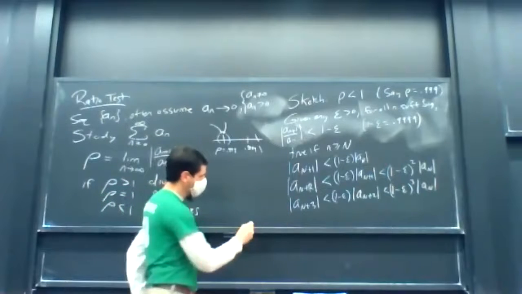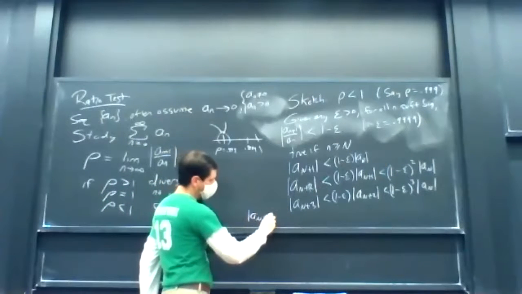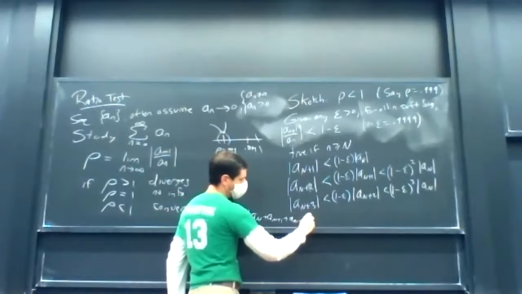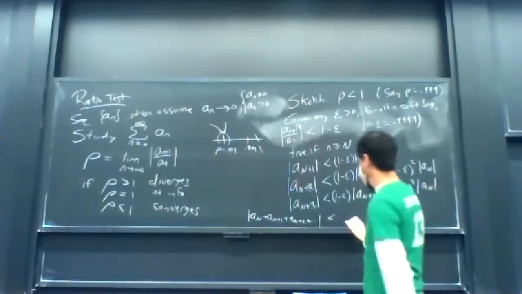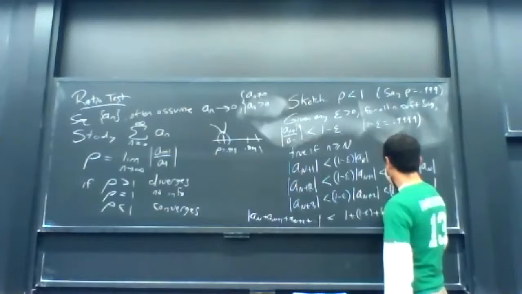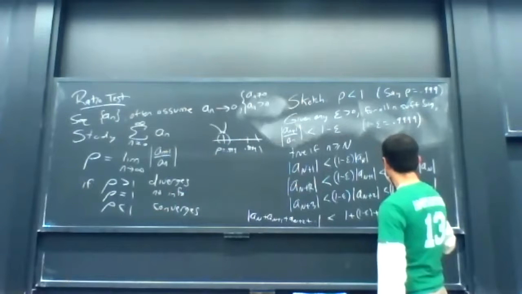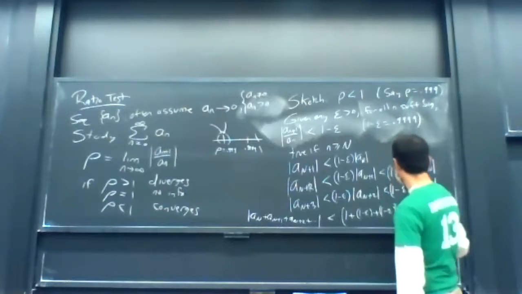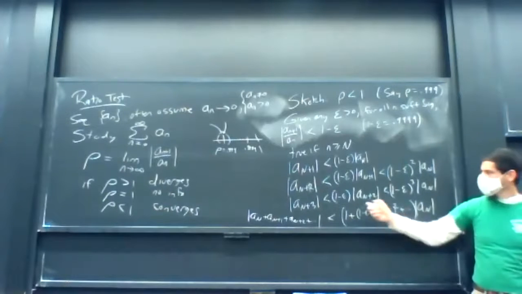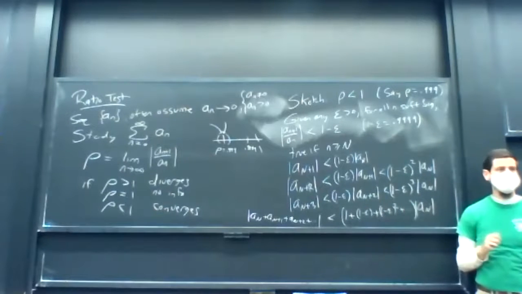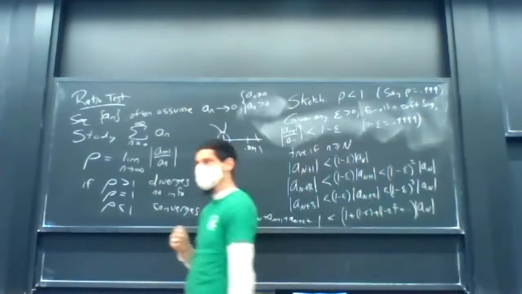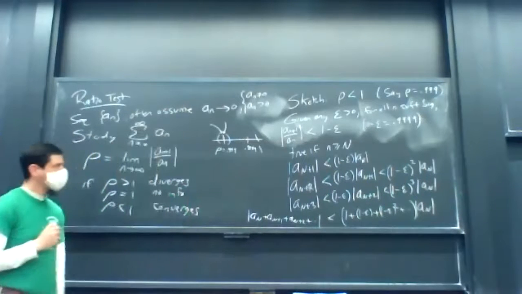If I sum all of these, the absolute value of a_N plus a_{N+1} plus a_{N+2} is going to be strictly less than (1 plus (1 minus epsilon) plus (1 minus epsilon) squared) times a_N. I'm just replacing term by term with something that's larger. And that's how you will get convergence. So this is a quick sketch of the proof of the ratio test.